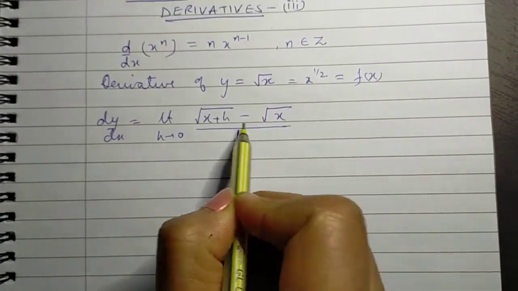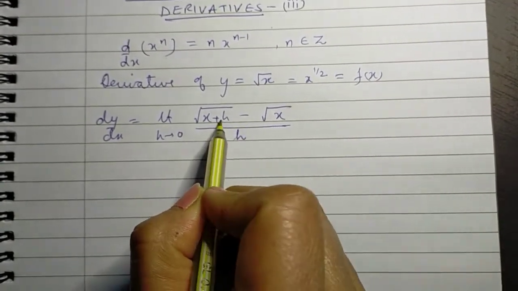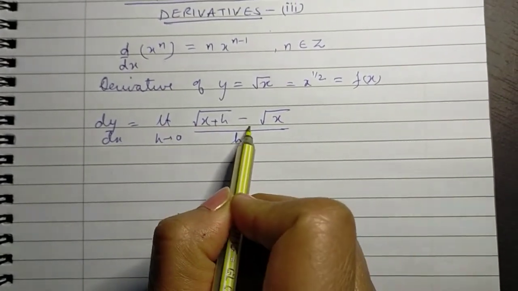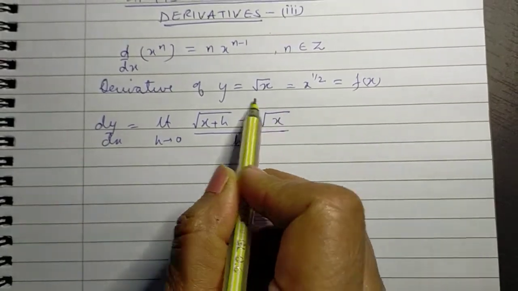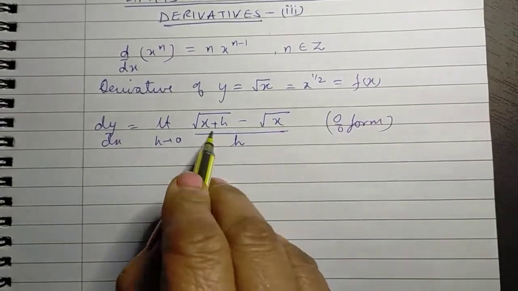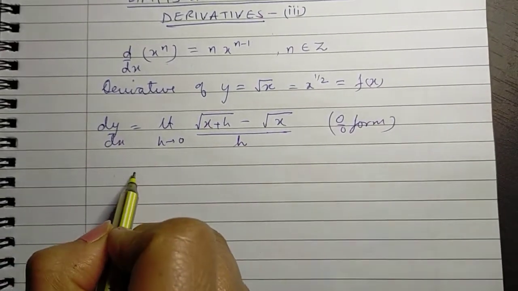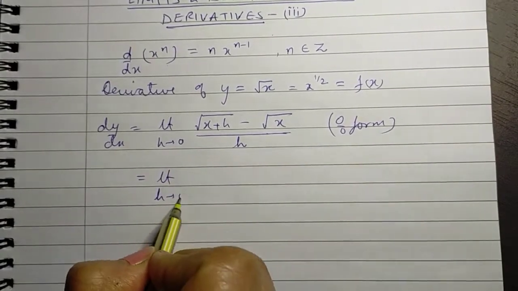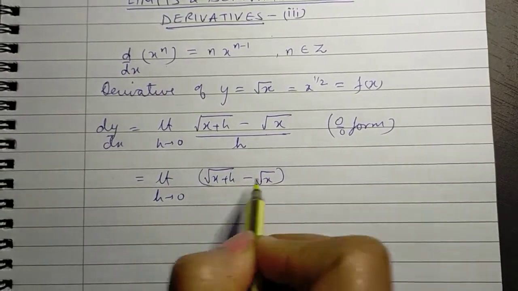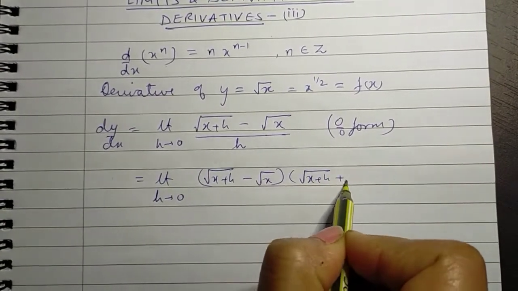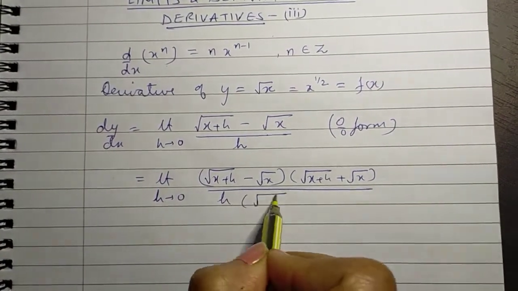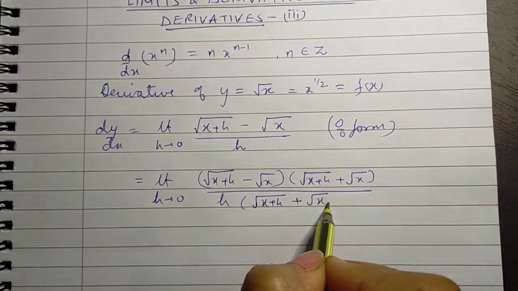Now as discussed in the previous videos, in such questions where we have the difference of two root terms which reduce the numerator to 0, so that it becomes a 0 by 0 form, we always rationalize the numerator. So rationalizing, we get limit h tending to 0 of square root of x plus h minus square root of x, into square root of x plus h plus square root of x, whole upon h times square root of x plus h plus square root of x.